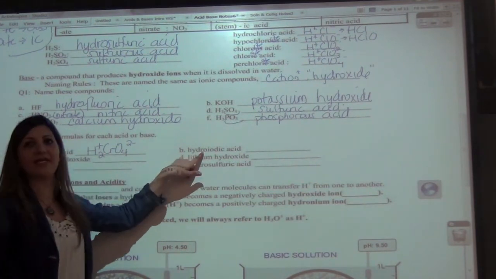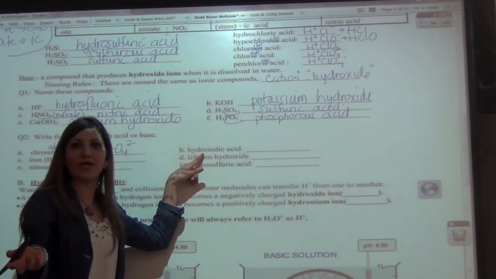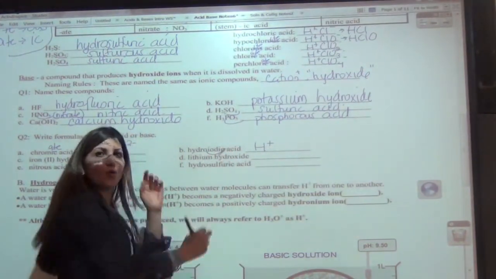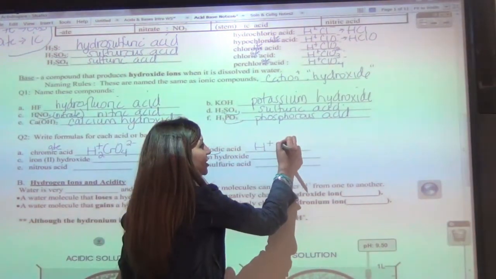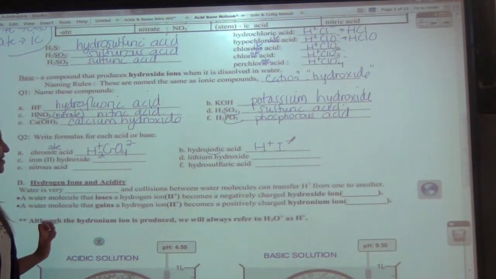Let's come over to the other side. So now I've got hydroiodic acid. So because it's an acid, it starts with H plus. And then what do you think this iod is going for? Iodine. Iodine. And iodine's charge is just a -1, so that's just HI. That's what that makes. Okay.